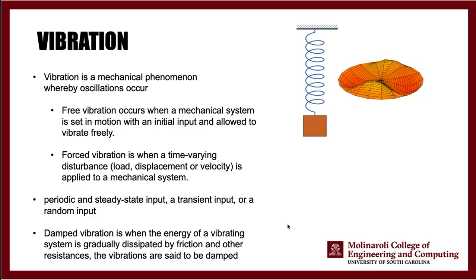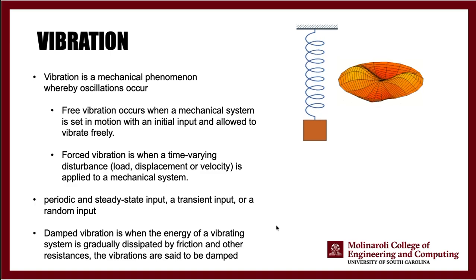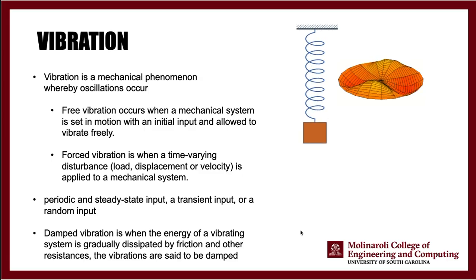We can have different types of input: periodic, steady state, transient, or a random input. And we can also have a damped vibration, where the energy of vibration starts dissipating by friction and other mechanisms, meaning that the vibration is going to die down. So the second part of the lab will focus on calculating the damping ratio.